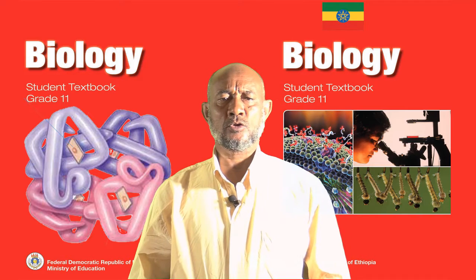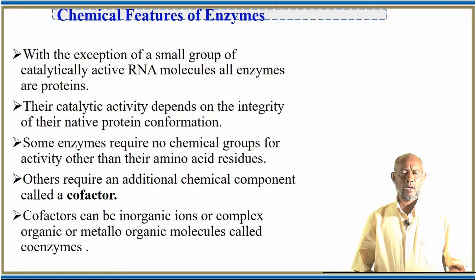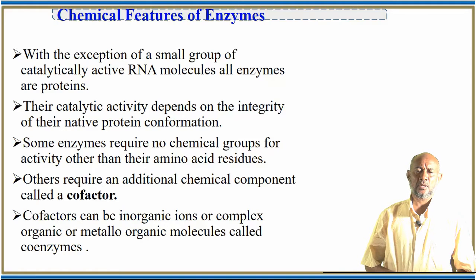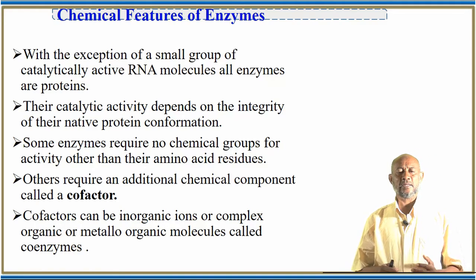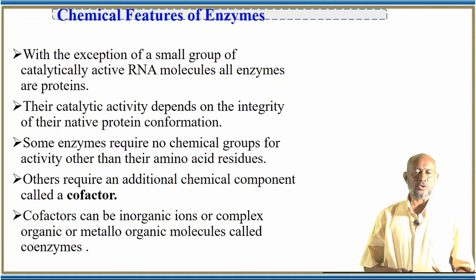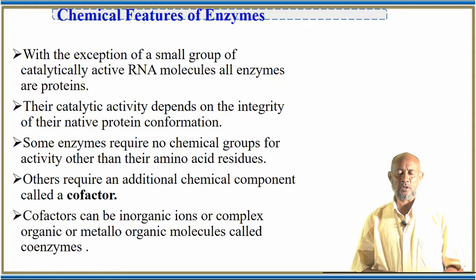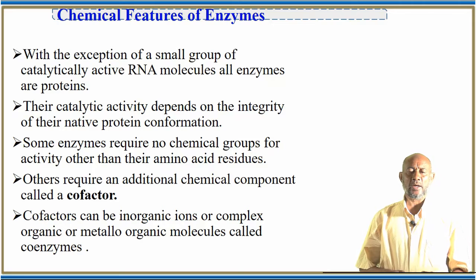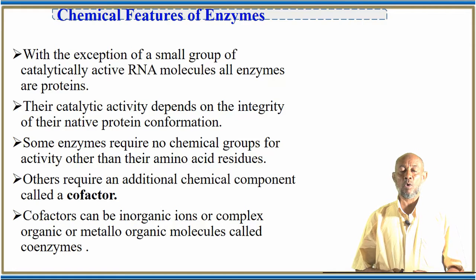First of all, let's look at the chemical feature of enzymes. With the exception of a small group of catalytically active RNA molecules, all enzymes are proteins. Their catalytic activity depends on the integrity of their native protein conformation. Some enzymes require no chemical groups for activity other than their amino acid residues. Others require an additional chemical component known as a cofactor. Cofactors can be inorganic ions or complex organic or metalloorganic molecules called coenzymes.